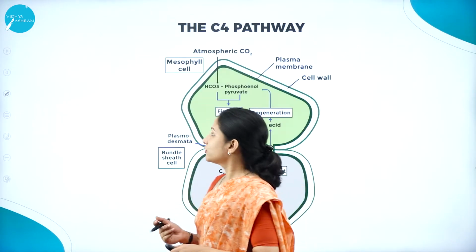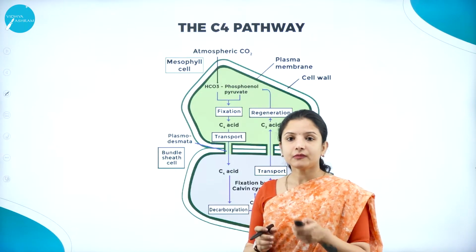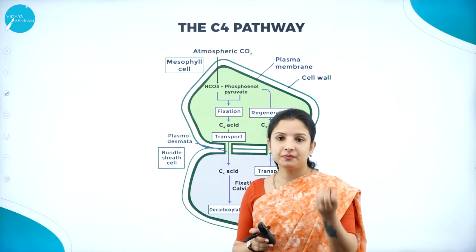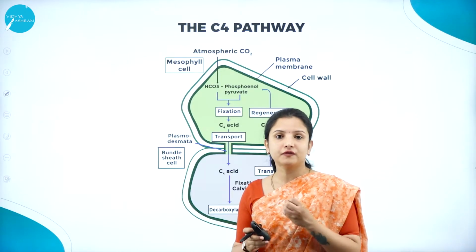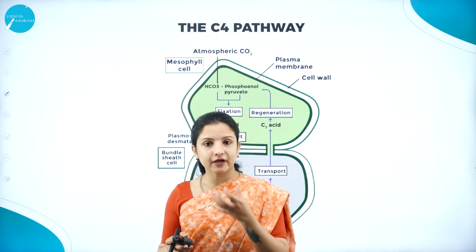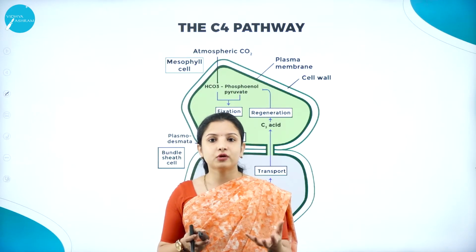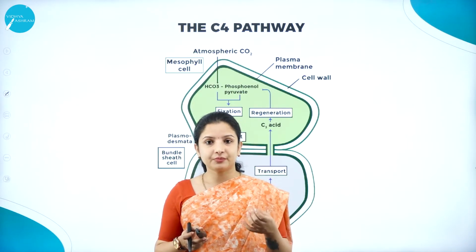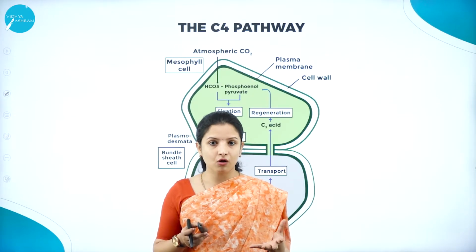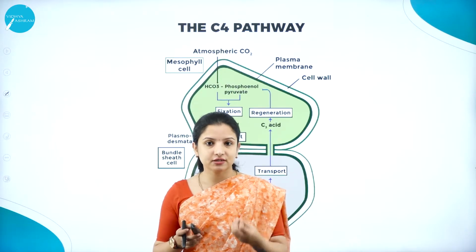So next, moving on to one more cycle, that is the C4 pathway. The C4 pathway actually occurs whenever the plants do not receive enough carbon dioxide. For example, sometimes because of environmental stresses. So during environmental stress, what happens? Say, for example, there is a drought condition or the temperature is very hot. Because of that, the water availability is very less. In such cases, what happens?